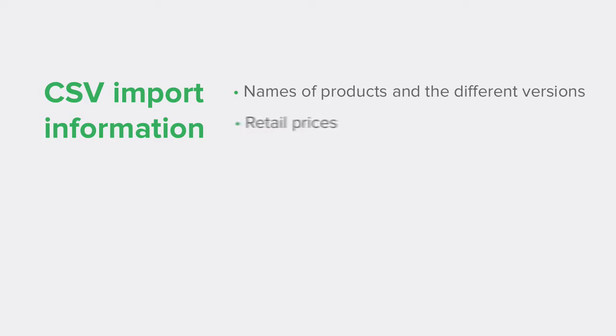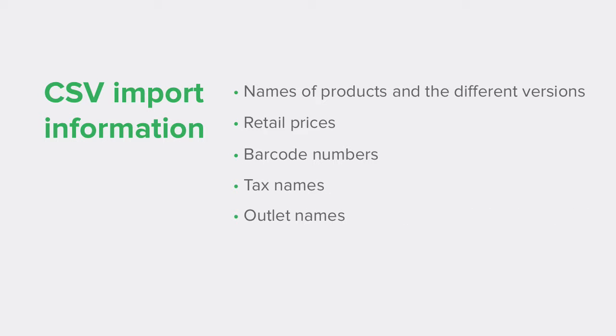You'll also want to have some information ready, such as the names of your products and the different versions, such as size, color, or material, the retail prices, keeping in mind if you are a tax-exclusive or tax-inclusive store, barcode numbers, the exact names of the taxes you've set up in Vend, the names of all the outlets you're planning to set up the inventory, and finally, the loyalty amount of any product you want to set to something other than your store's default amount.